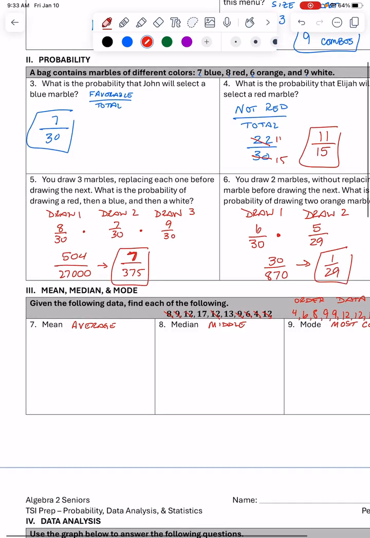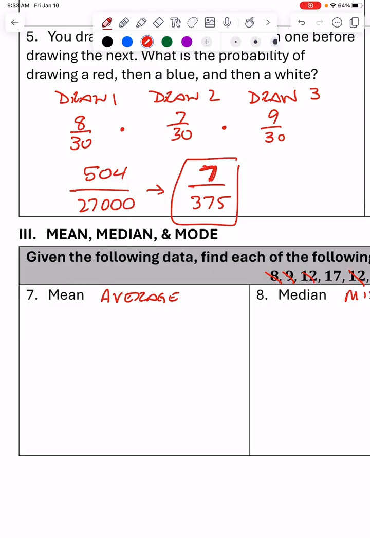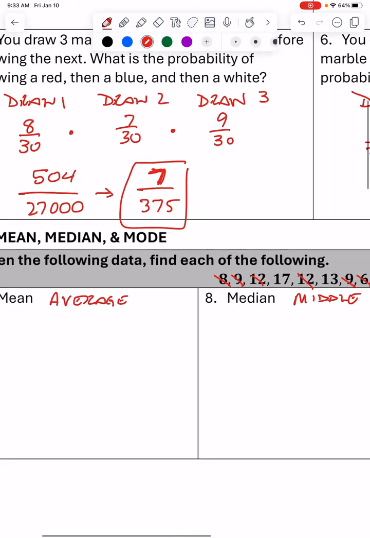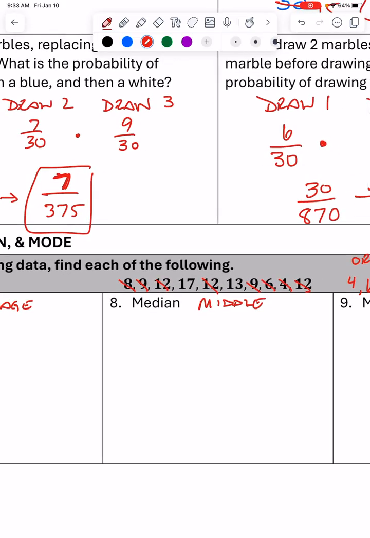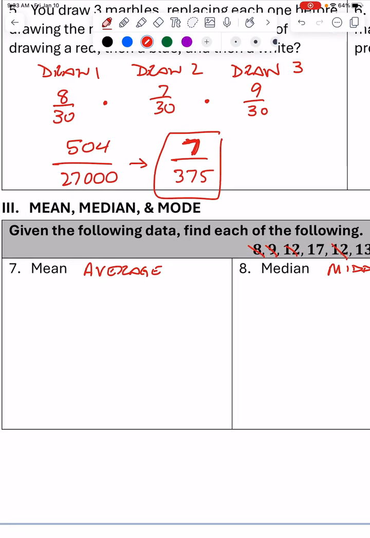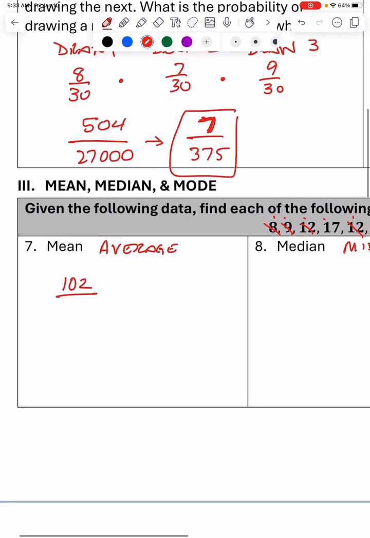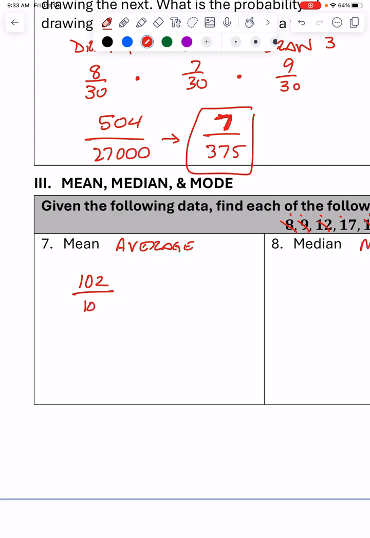So remember, for the mean, for the average, right, we add up all of our numbers and we divide by the number of numbers, right? So we're going to add up all of these numbers, okay? And instead of writing all that out, you'll be able to have a calculator. So if we add up all those numbers, we get 102. And then there are 1, 2, 3, 4, 5, 6, 7, 8, 9, 10 numbers that we added up to get 102. So if we divide that by 10, our average would be 10.2, okay?